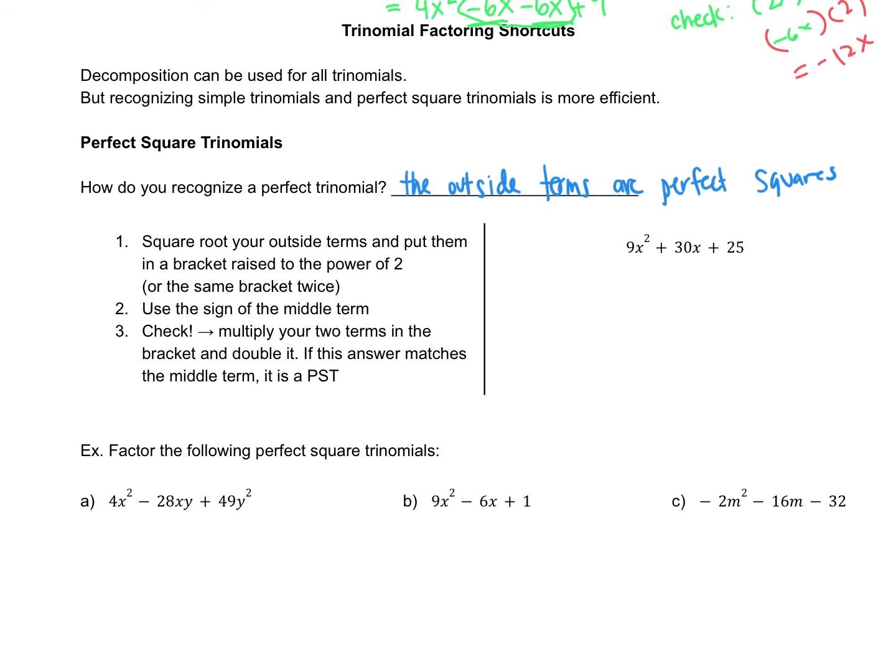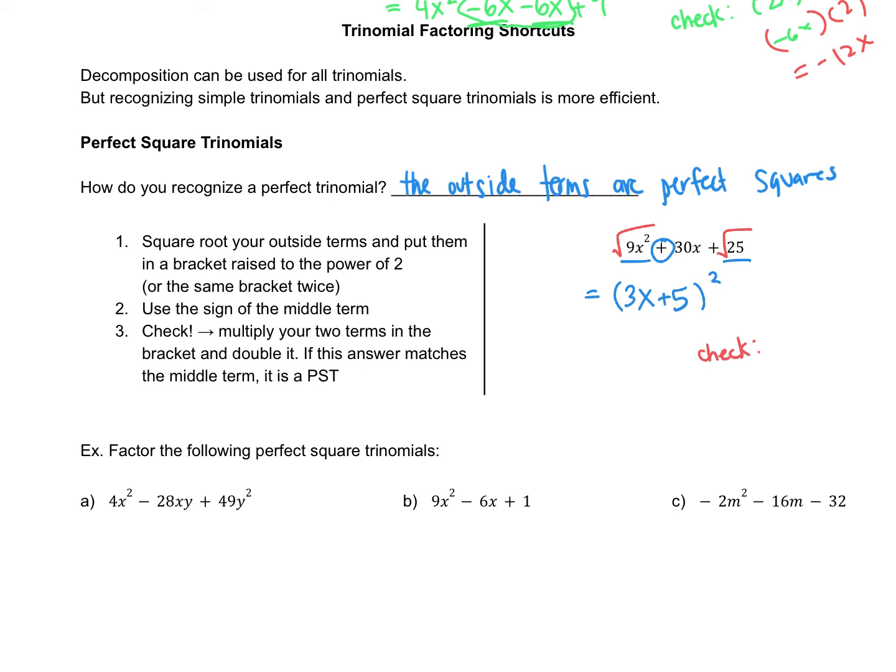So let's look. We have a trinomial. The outside terms are square rootable. So all we're going to do, because we recognize it as a perfect square, we can just write a bracket to the power of 2. Or you can just open up 2 brackets and you're going to fill them in with the exact same terms. The square root of 9x squared is 3x, and the square root of 25 is 5. And because the middle term is positive, you're going to write plus. Now, some people say, but where did the middle term go? It didn't go anywhere. If you were to FOIL this, like write the bracket out twice and do distributive property, it would come back. But we are going to use that middle term for a check.